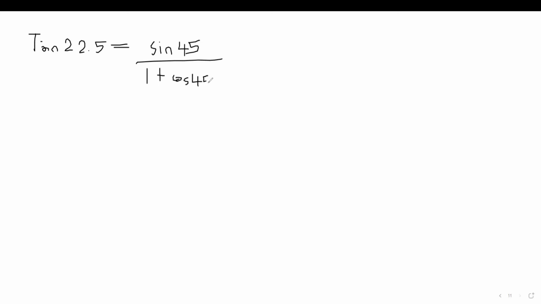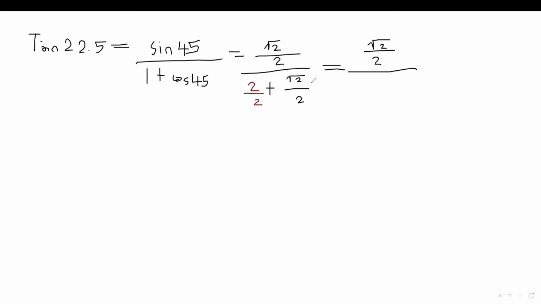Now the sine of 45 is root 2 over 2. And this is then divided by cos of 45 is 1 plus root 2 over 2. So we need to simplify this now. First, write the denominator as one fraction: root 2 over 2 divided by 1, where 1 can be changed to 2 over 2. So this denominator is really 2 plus root 2 over 2.